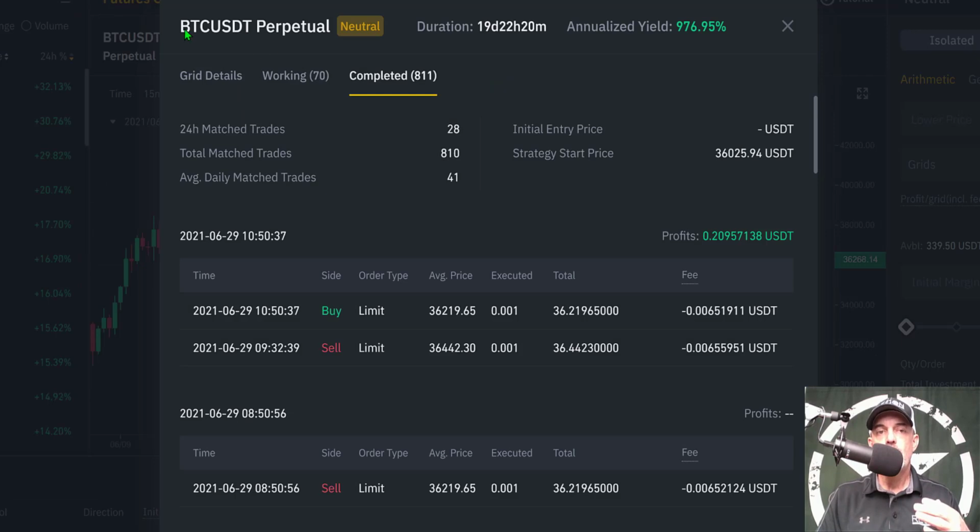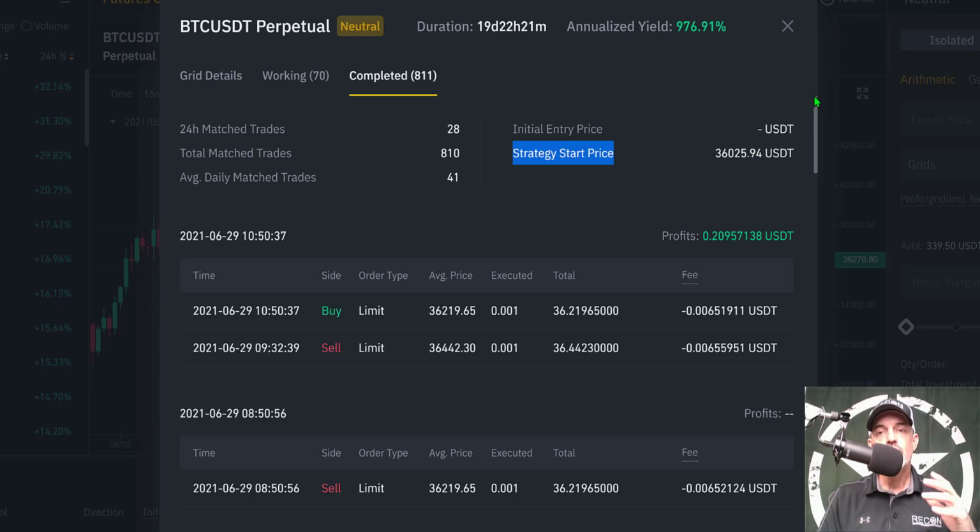And as you can see, the bot was deployed on BTC USDT perpetual contracts in the neutral mode. And the bot's been deployed for almost 20 days now, so just about 3 weeks. And during that time, the bot has completed 811 actual trades. And you can see my starting strategy price was right around that 36,000 level, which is the level I had that yellow line dropped in at.